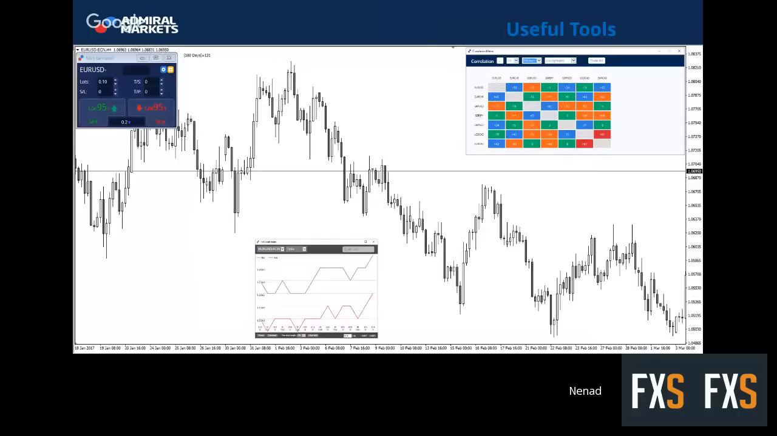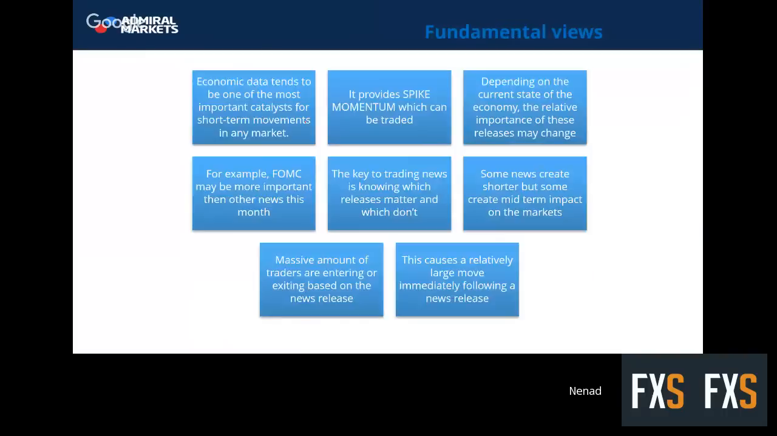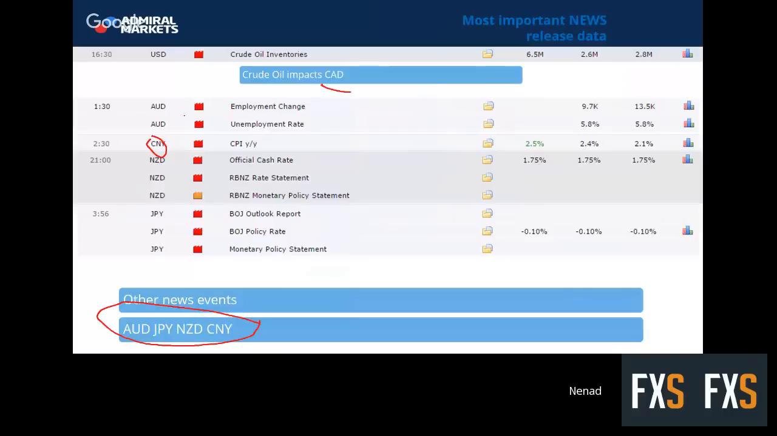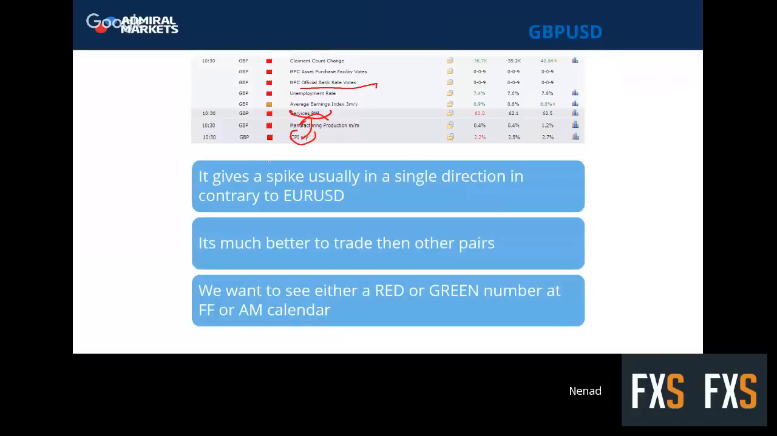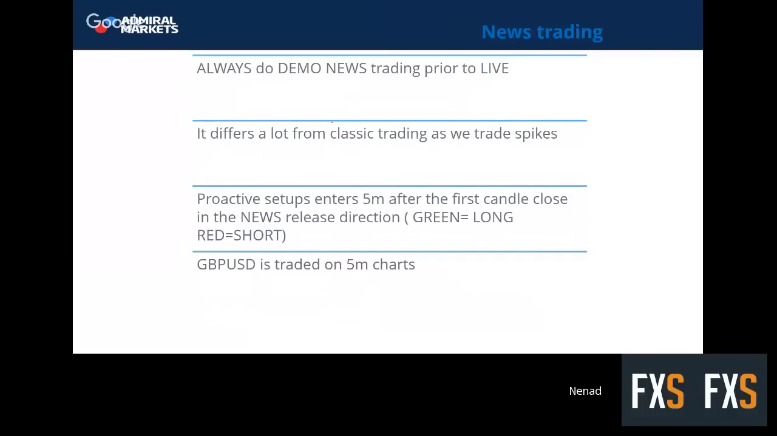Or let's say euro dollar news trading for euro news release. For example, this. Or you can go with New Zealand yen, Chinese yuan, Australian dollar. But as I say, I mostly focus on pound crosses. Okay, so stick to that.